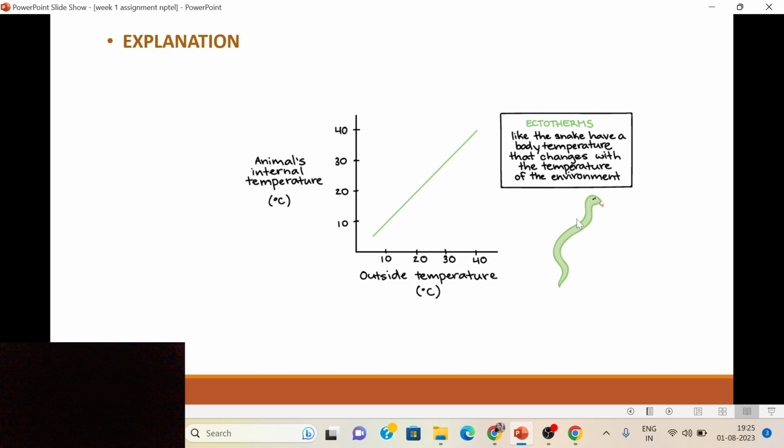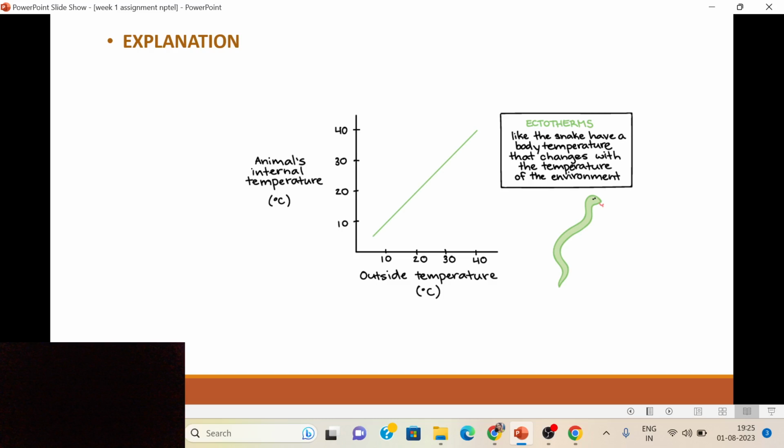For example, snakes, reptiles, and crocodiles, which are also reptiles. These are all ectotherms. They do not generate heat on their own from inside the body to maintain their temperature, but they keep changing their internal body temperature according to the outside temperature.